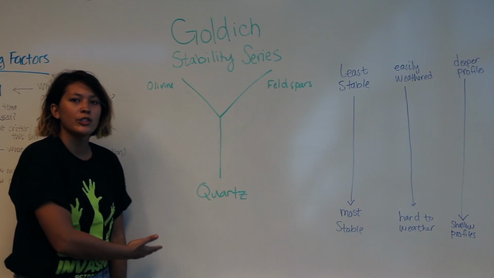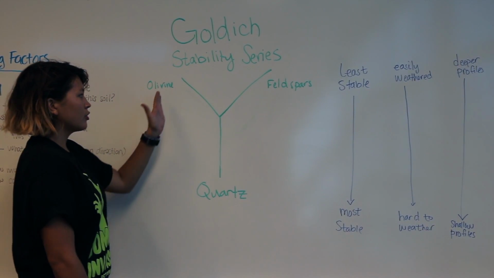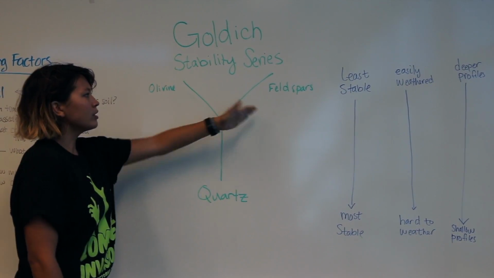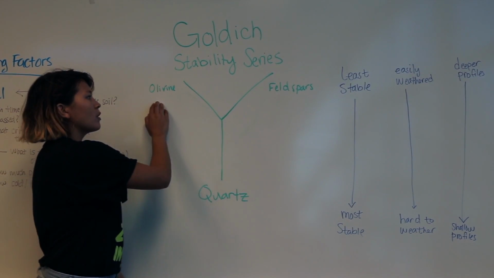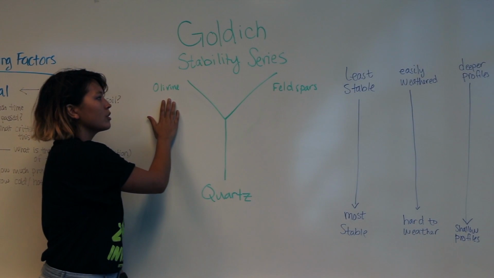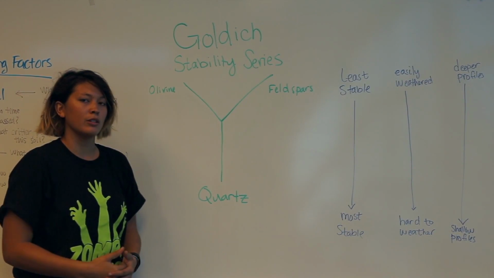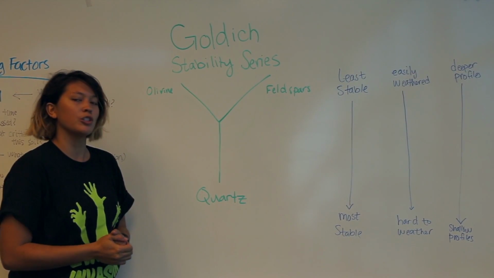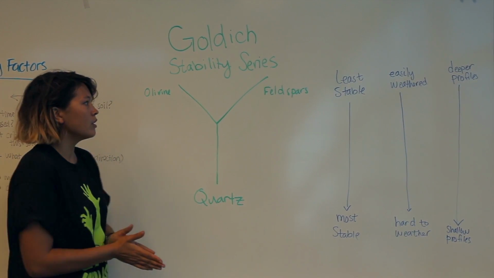This will also give you an idea of what kind of soil is going to be formed in that location. So this is your Goldich stability series. What you want to know is the minerals that are in this stability series. It's based off of which are the most stable to the least stable.